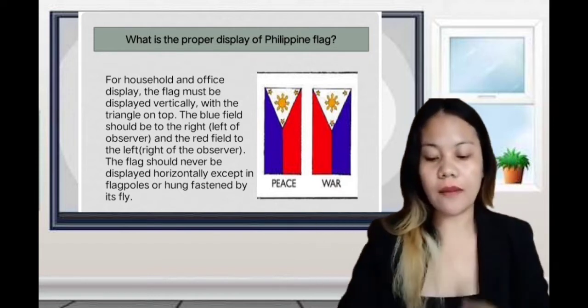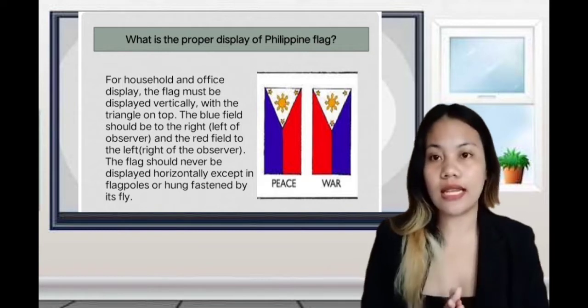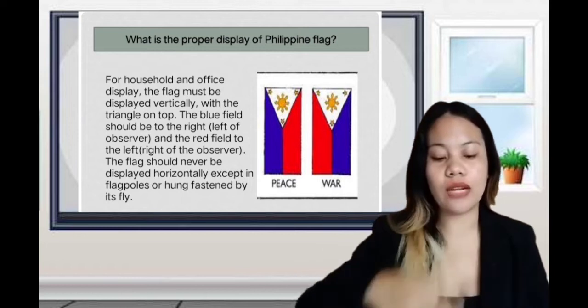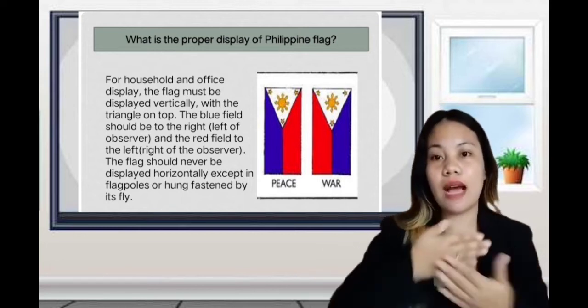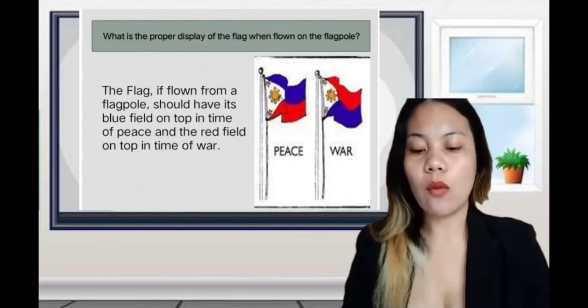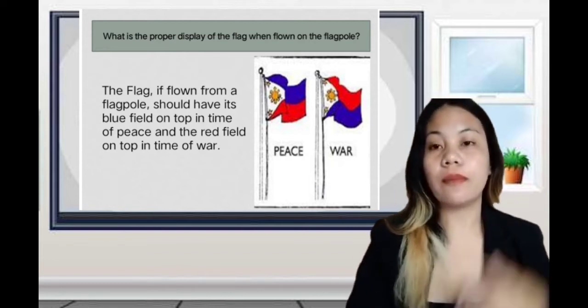The flag should never be displayed horizontally. It should never lie flat, except when it is on a flagpole or fastened on a bike, if you buy one. And next is, what is the proper display of the flag when flown on the flagpole?